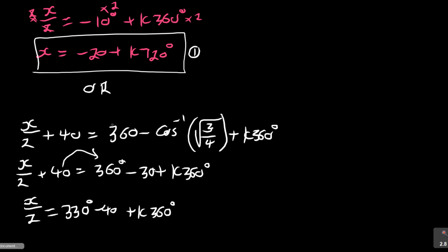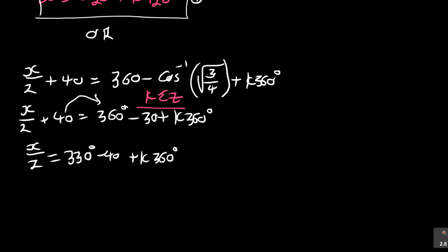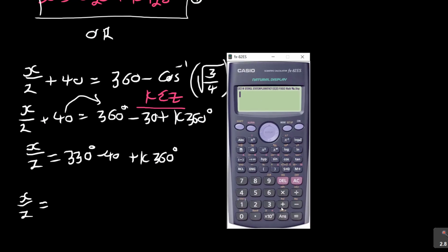Again, I told you of the important part. K is an element of Z. Don't forget that expression. And then you do that, which is x over 2 in here is equal to 330 minus 40. It will give us, I think it's 290, times, remember we're going to multiply by 2 later, is 580.